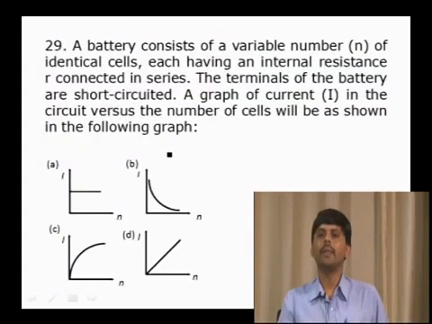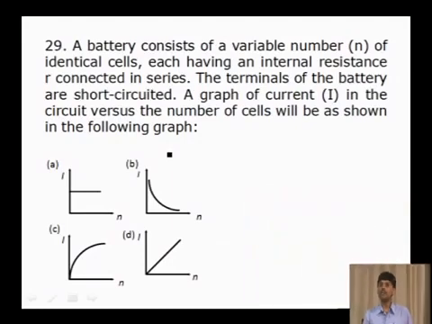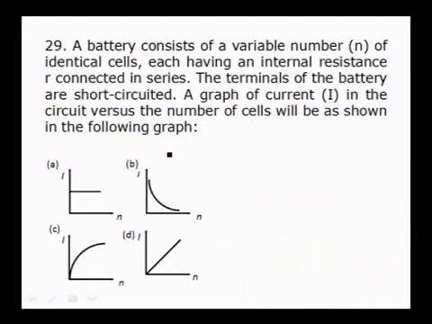Question number 29. A battery consists of a variable number N of identical cells, each having an internal resistance r, connected in series. The terminals of the battery are short circuited. The graph of current I in the circuit versus the number of cells is shown in the following graphs. See, option A is parallel to the x-axis, that is the number of cells, option B decreases, option C increases, option D also linearly increases.